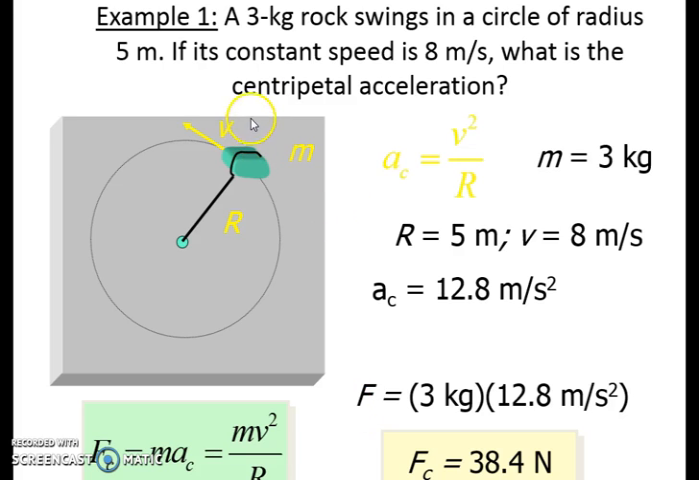So here's our first example. If a 3 kilogram rock swings in a circle of radius 5 meters and its constant speed is 8 meters per second, what is the centripetal force? So we already know that centripetal acceleration is v squared over the radius, and the mass is 3 kilograms. The radius is 5 meters, the velocity is 8, all we're doing is putting it into the equation: mass times v squared over the radius. So in this case we have 3 kilograms times the velocity squared over the radius, and that gives us the centripetal force of 38.4 newtons.